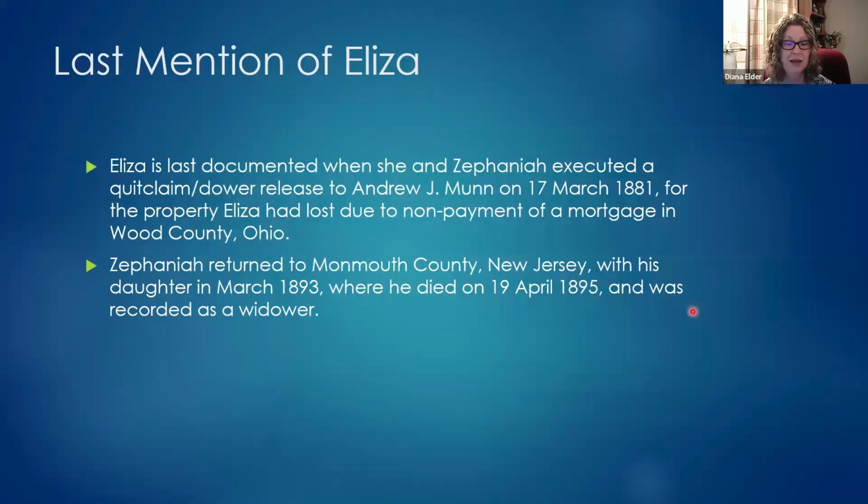So the last mention we have of Eliza is when she and Zephaniah executed a quitclaim dower release to Andrew J. Munn on 17 March 1881. And this was for that property she had lost due to the non-payment of a mortgage in Wood County, Ohio. And then Zephaniah returns to Monmouth County, New Jersey with his daughter in 1893, and he dies there in 1895 and is recorded as a widower. So we have between 1881 and 1895 a span of about 14 years where Eliza could have died.